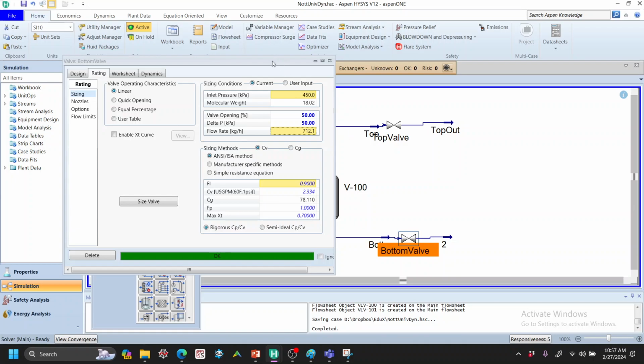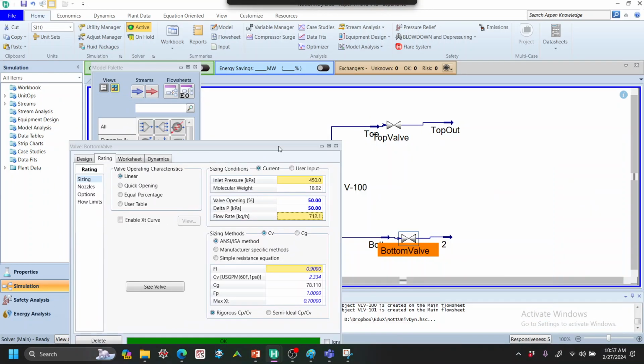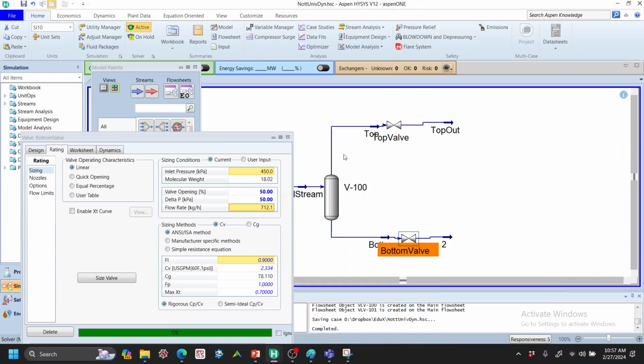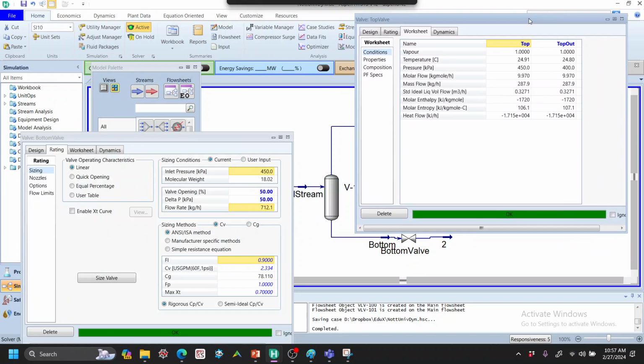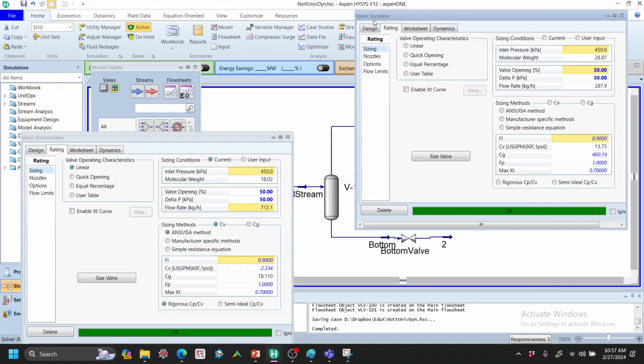Now my questions to you. So we have the CV in the bottom, we have the CV in the top. Yeah, this is CV in the top valve, CV in the bottom valve. You can see the CV is 13. And then this one, CV is 2.